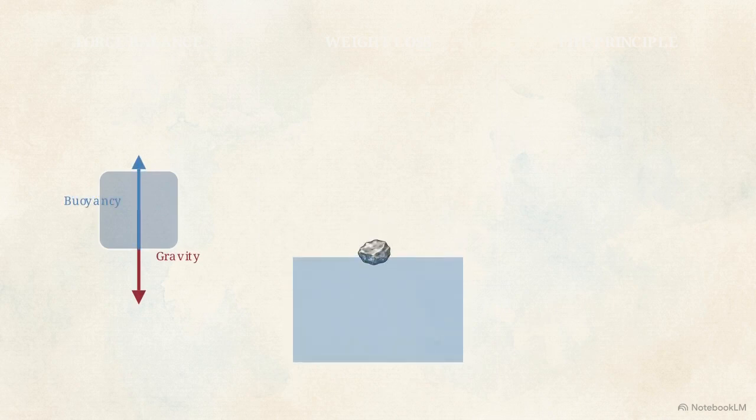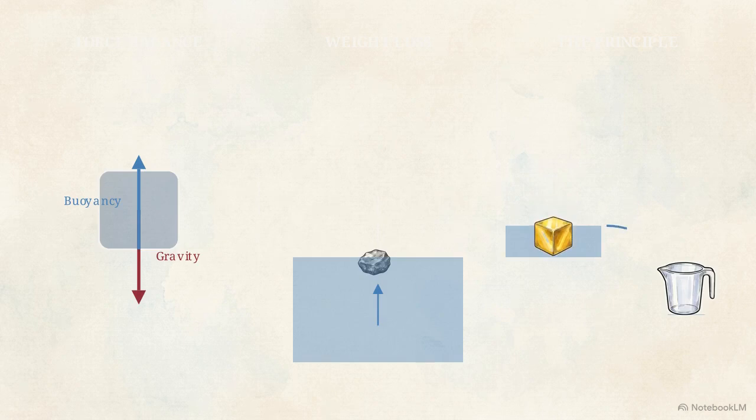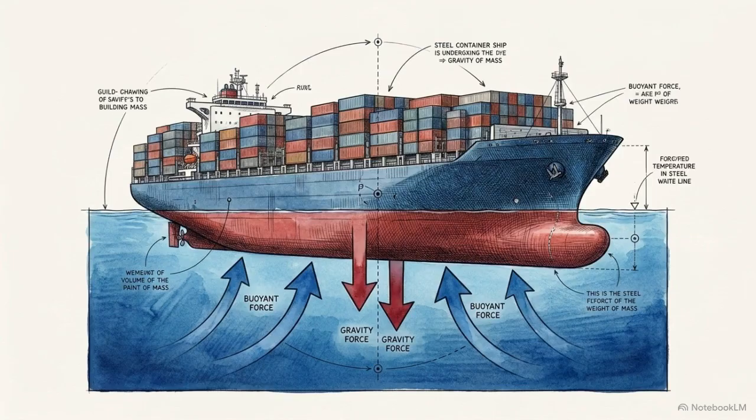Let's review. First, gravity pulls down, while buoyancy pushes up. Second, submerged objects experience an apparent loss of weight equal to that upward push. Finally, the buoyant force exactly equals the weight of the displaced fluid. Understanding the physics of floating means understanding how to displace the right amount of water.